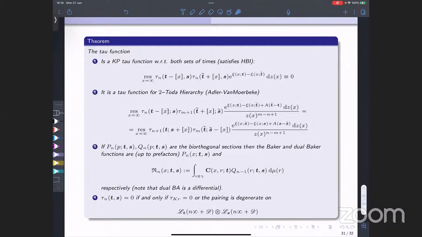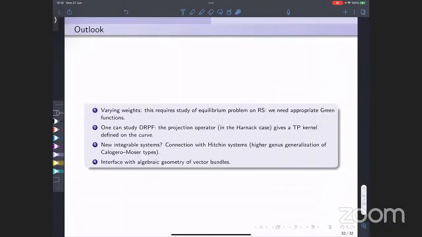So I'm just saying that this solves KP in both variables and also a version of 2D Toda, and then I can stop here. Well, I'll just leave it there. Thank you for your attention, and if you have any questions.